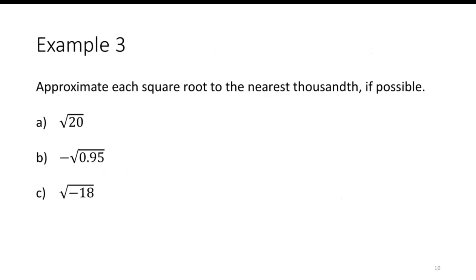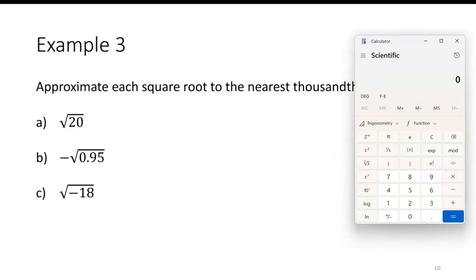So let's approximate each of these square roots to the nearest thousandth, if possible. So, pull out my calculator. The first one is the square root of 20. So I would put in 20 and then hit the square root button. You see this one gives me a lot of decimal places. 4 and, looks like 472. 4 and 472 thousandths.